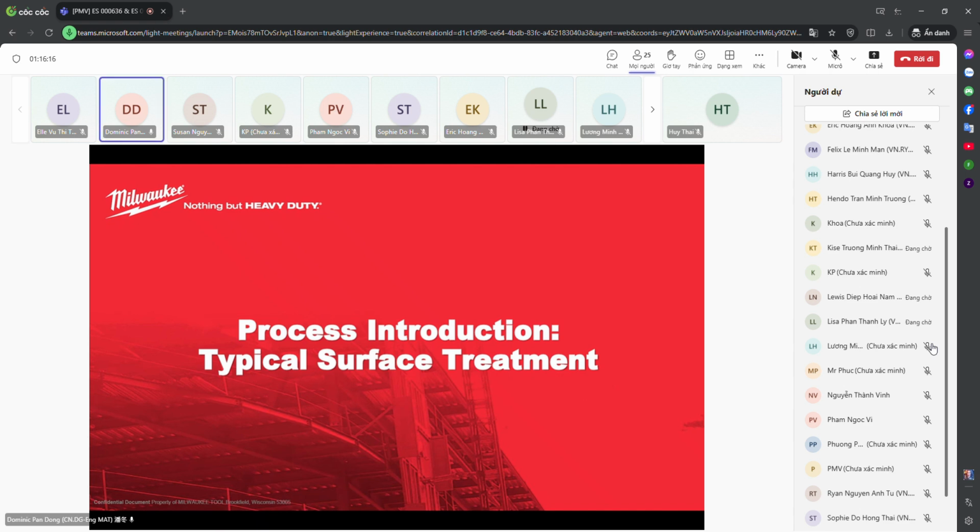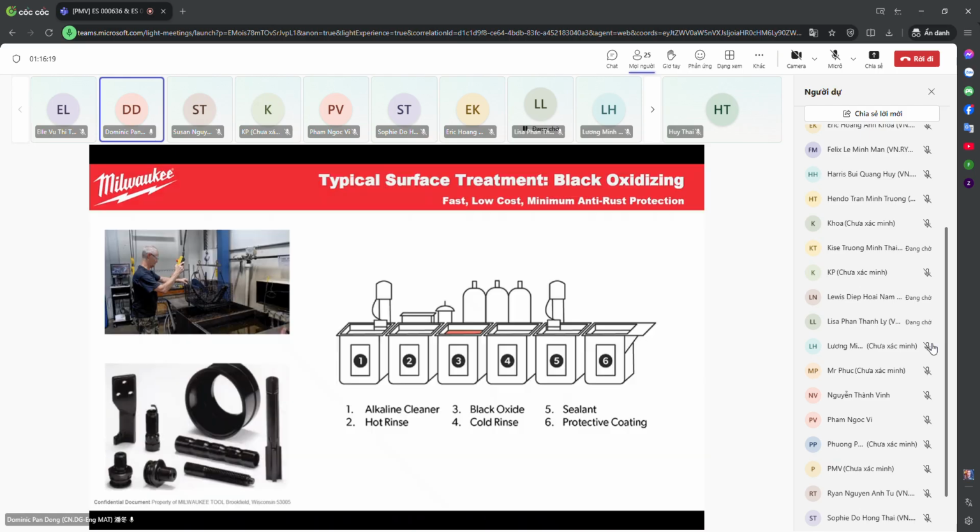All right, then we go to a process introduction of typical surface treatment. Firstly, it's black oxidizing. It's a demo sample. We can see that it can be done manually with a basket holding the parts, just like cleaning our clothes. You dip into one bath, rinse it, and move to the next, and finally into a chemical reaction bath with some additives in the water solution, and hold it for some time at a certain temperature. Then it's done. So it's quite quick, and it's not that complex to manage. So black oxidizing is fast, low cost, and gives minimum anti-rust protection.